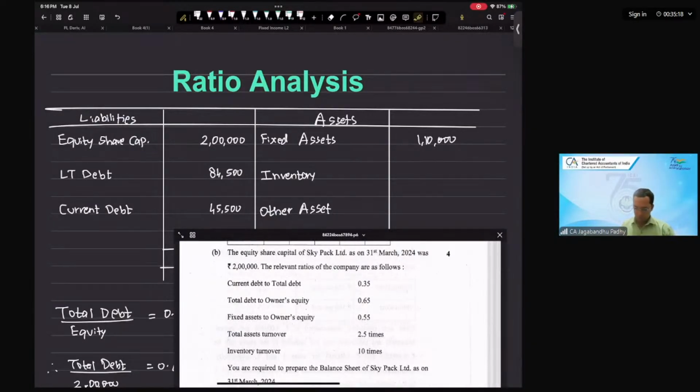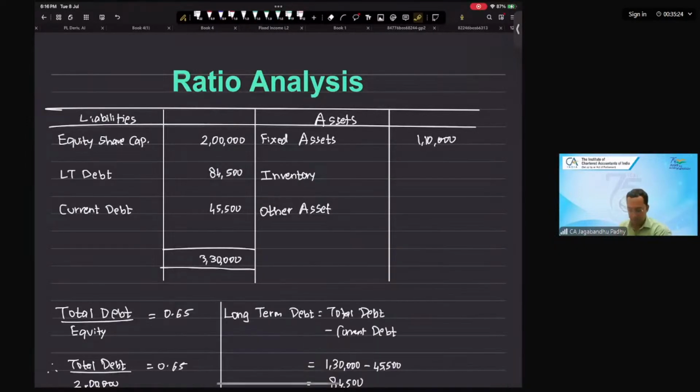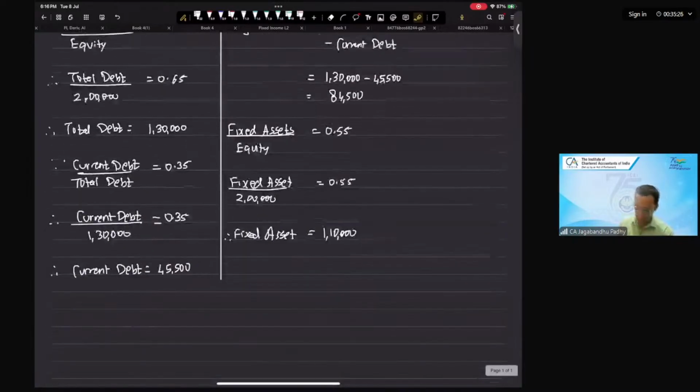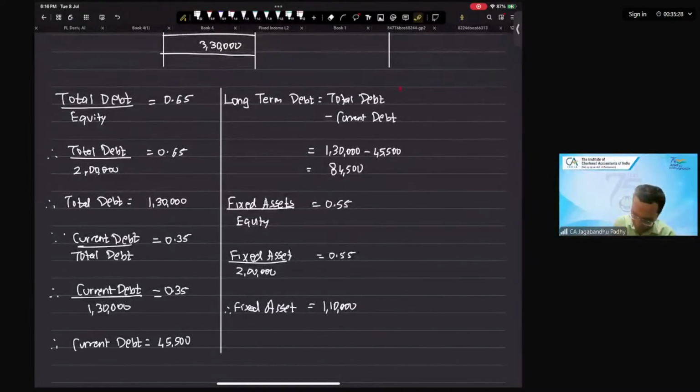Okay. Coming to inventory and other assets now. Total asset turnover is 2.5 times. Inventory turnover is 10 times. Now, how do I get the inventory value? For that, we'll need to take help of the total asset turnover ratio.